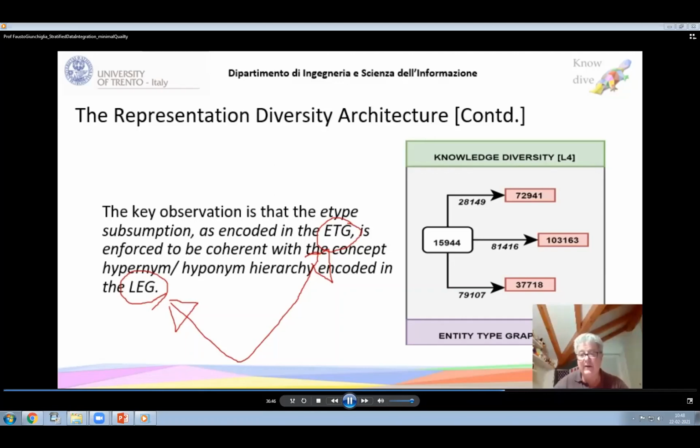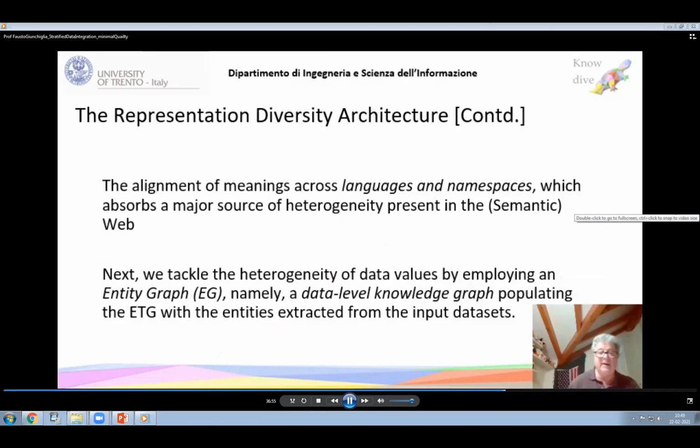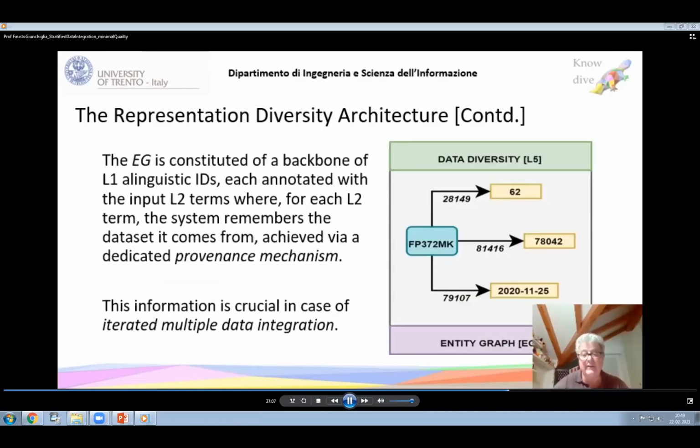And once you've done it, what is the next step? We really build the entity graph. What is the entity graph? It is a data level knowledge graph. What is a knowledge graph? A knowledge graph is a graph which describes entities. So you see here we have the entity, here we have a property, and this is the value of the property. Here again we have algorithms.